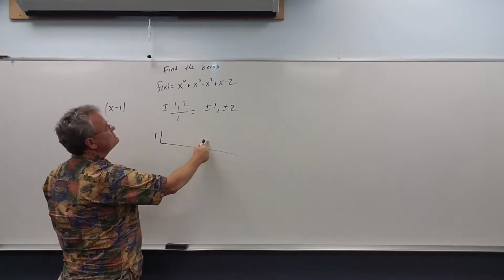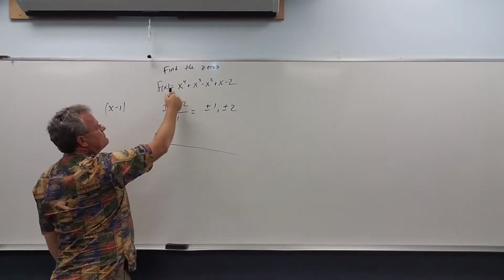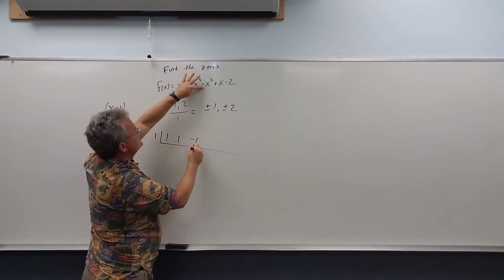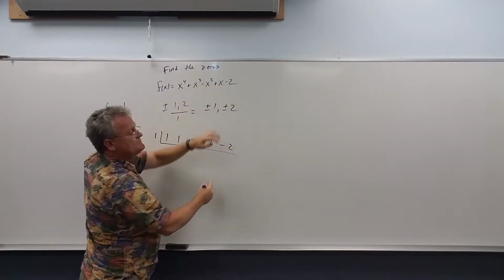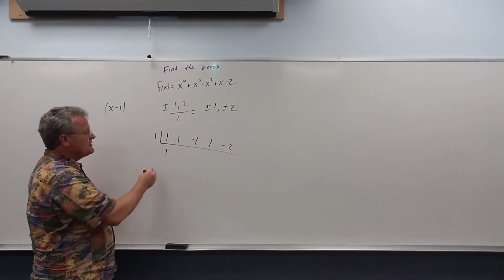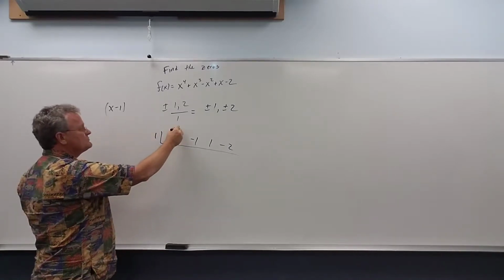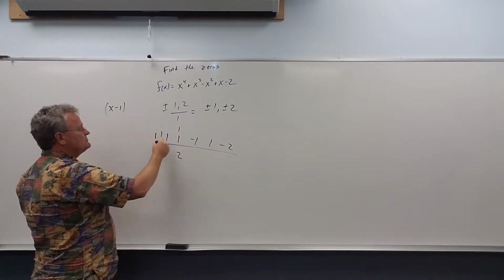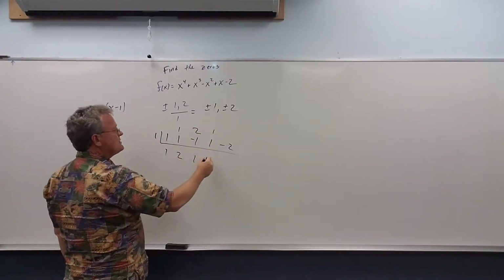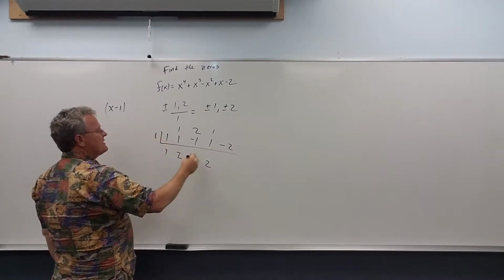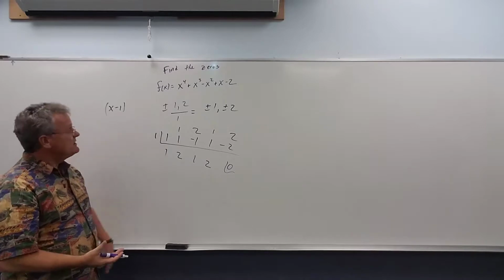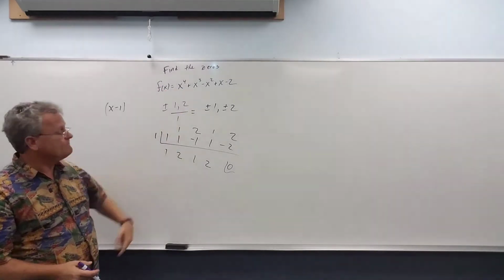So anyways, back to doing this synthetically. We write down the coefficients: 1, 1, negative 1, 1, and negative 2. Start by bringing down the first number, bring down the 1. Multiply, 1 times 1 is 1. Add, you get 2. 2 times 1 is 2. Add, we get 1. 1 times 1 is 1. Add, we get 2. 2 times 1 is 2, and we get a remainder of 0, which is what we would expect because 1 is a 0.